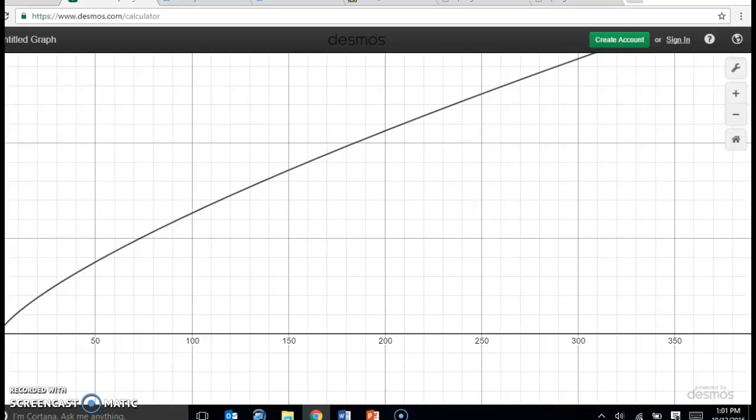Increasing, decreasing? It's increasing from 0 to positive infinity. Perfect. So question, we verbalize everything. Do you want me to write all that stuff down?